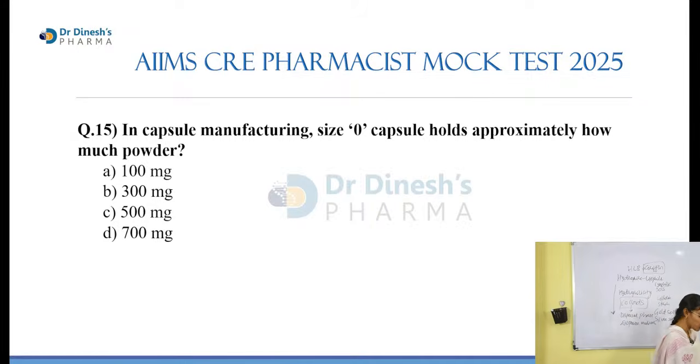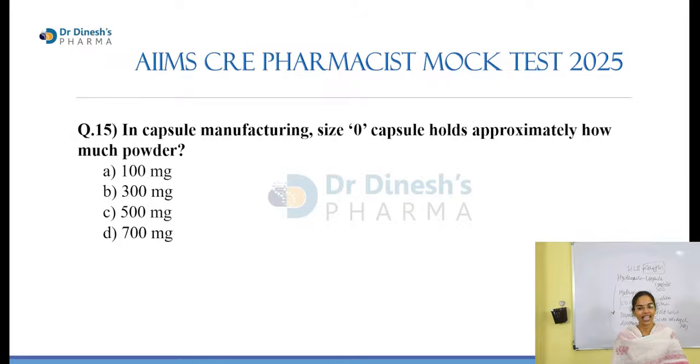Most of the times, whenever we discuss capsules and their sizes, one question from capsule sizes is very prominent in most of the competitive examinations. Usually when we are discussing capsule sizes, we discuss the volume. Most of the times volume comes into picture, but capacity is not usually discussed. But in these examinations, yes, we can expect that.